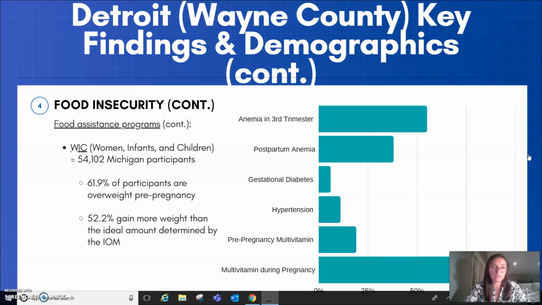Moving on to WIC, which is Women, Infants, and Children, has just under or just above 54,000 participants in Michigan alone. Again, Wayne County contributes the largest number of people participating in this program. 61.9% of these participants are overweight pre-pregnancy, and over 50% gain more weight than the ideal amount recommended by the Institute of Medicine.